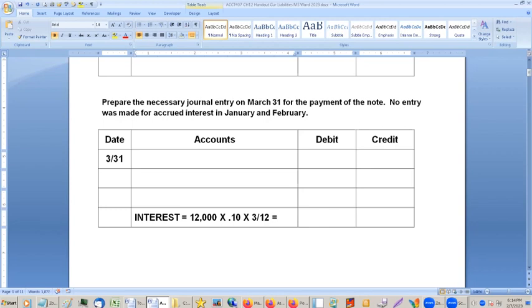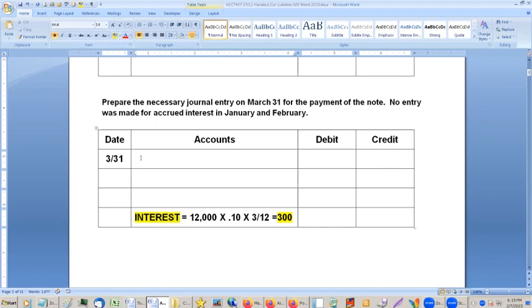Time for us to calculator. $300. Could be. You're faster than I am. Yes, it is 300. I gotta get speedier. So yeah, this is the interest that we're going to have to pay, 300.